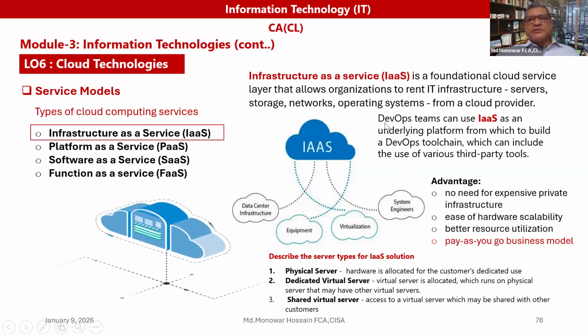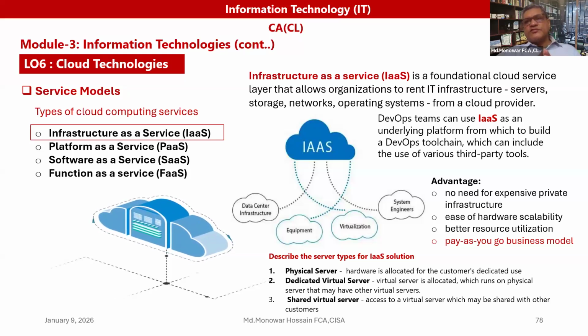For example, the DevOps team, we know it. You will learn about it in a later lesson. DevOps means development and operation. When the software development team develops the software, at the same time they use it for operation. So a DevOps team can use infrastructure as a service as an underlying platform from which to build the DevOps toolchain, which can include various third-party tools.